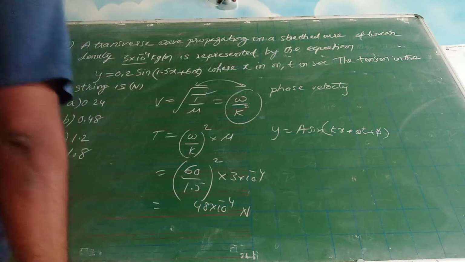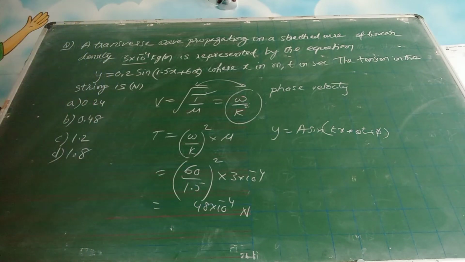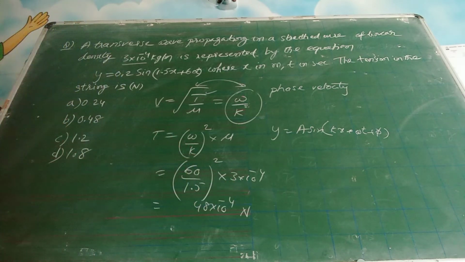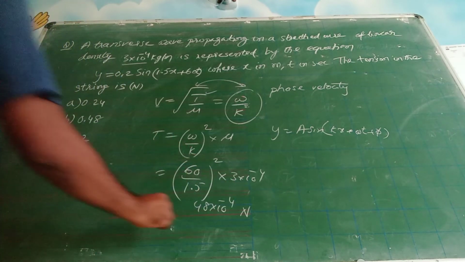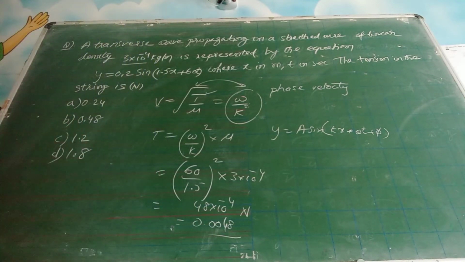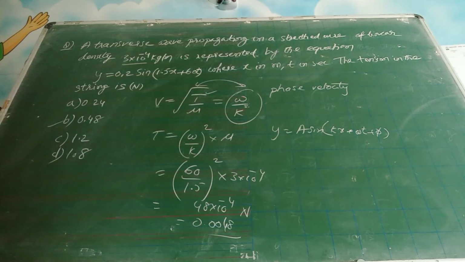So this is 60 divided by 1.5, this is 4 times 16 into 348 into 10 to the power of minus 4. So you are getting here 0.0048. Options are not matching, but this is the way you have to do it. Option 2 has to be right.